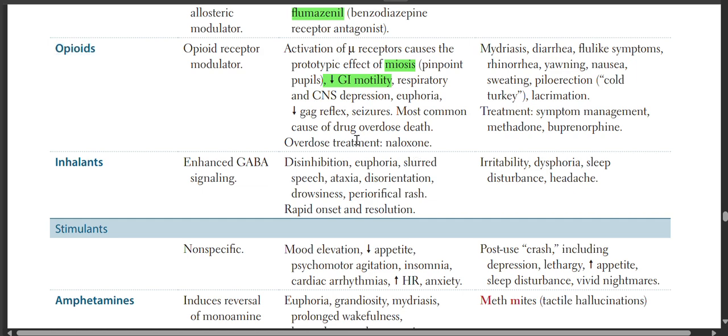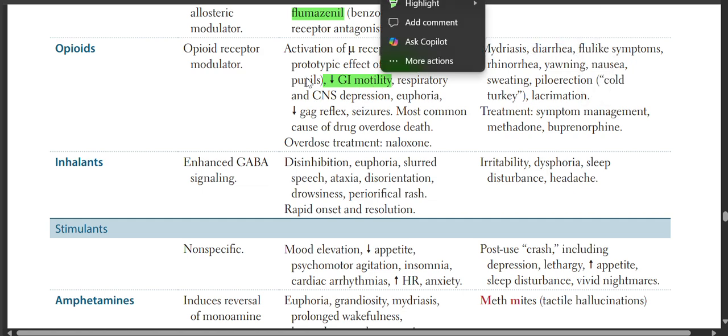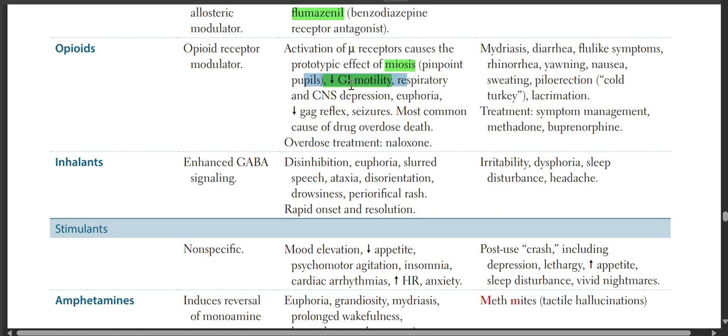Now, one very important thing is the constipation. Even when the patient has stopped consuming opioids, they will still maintain the constipation, and this symptom would not change. It says here that they'll have diarrhea, but for a long time after stopping the medication, they'll still maintain the constipation. And the overdose treatment for these patients is naloxone.